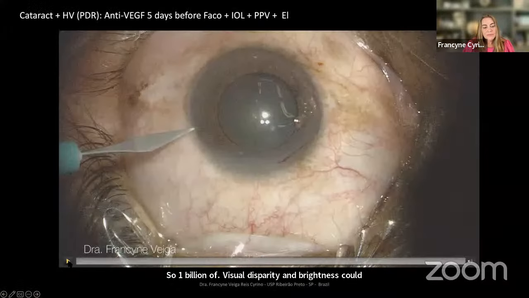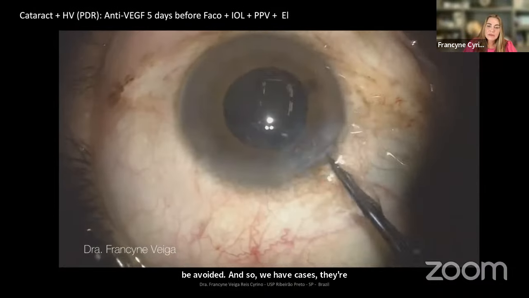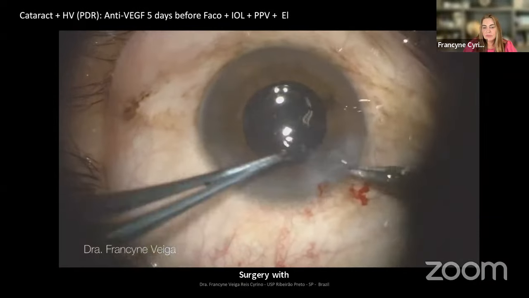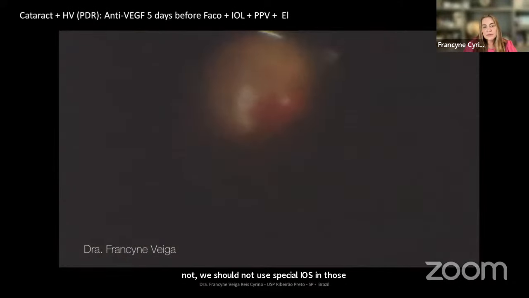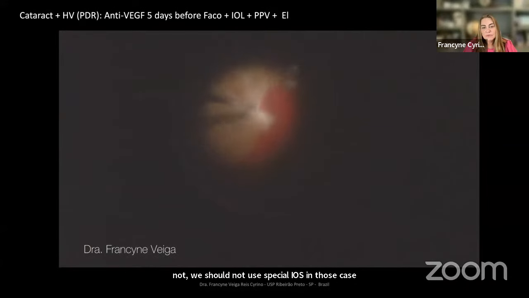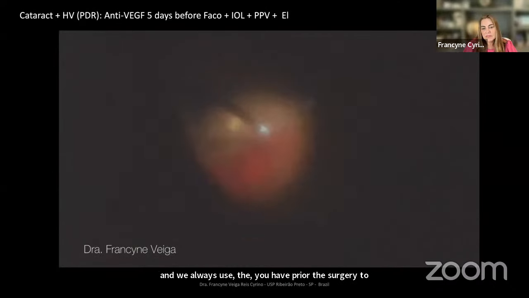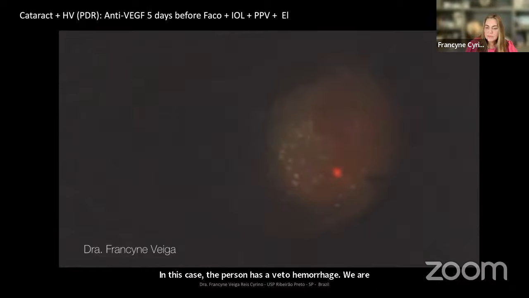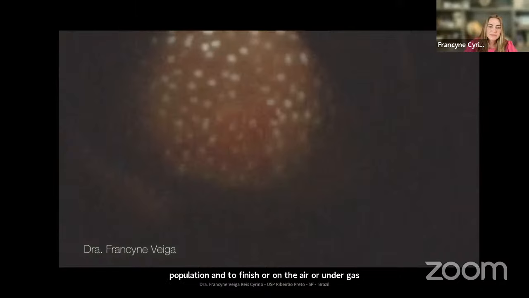And so we have cases that are simple in diabetic retinopathy, like this one, when you have to do a combined surgery with cataract, removing cataract, IOL, and we should not use special IOLs in those cases because we don't know how the vision is going to be. And we always use anti-VEGF prior to surgery to avoid bleeding. And in this case, the person has vitreous hemorrhage. We are only removing the hemorrhage and completing the photocoagulation. And we finish either under air or under gas or with BSS. It depends on each case.